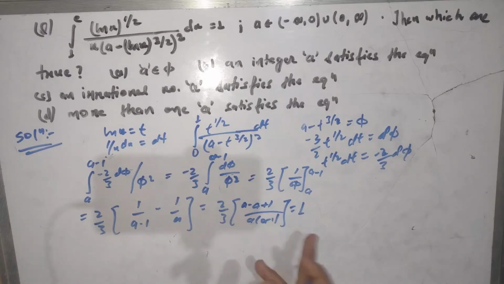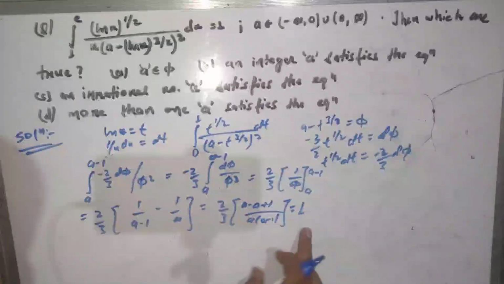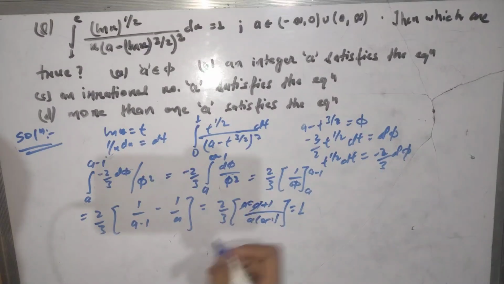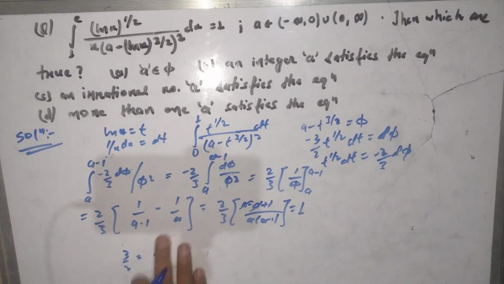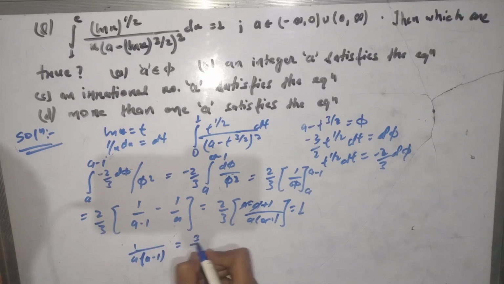This whole integral is given as 1, so we can equate this to 1. So this becomes 3 by 2 equals 1 upon a into a minus 1. Let me write it more clearly again here. So 1 upon a into a minus 1 equals 3 by 2.